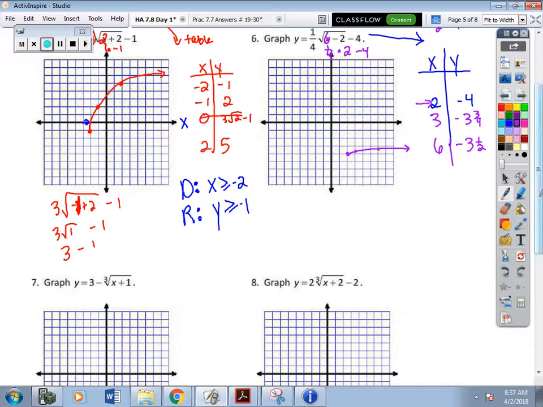And then we do have our domain and range for this one too. So the domain is that x would be greater than or equal to 2. Our range would be that y is greater than or equal to negative 1, 2, 3, 4.